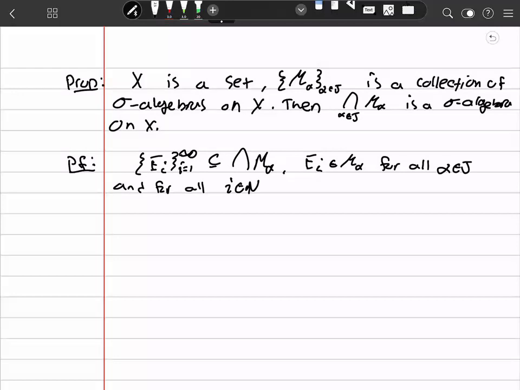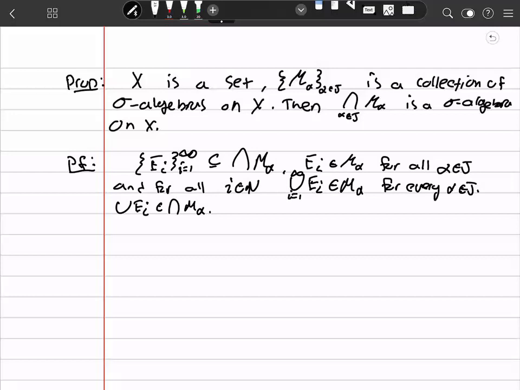And what does this tell us? Since every E sub i is in M sub alpha, that tells us that the union over i of E sub i, from i equals 1 to infinity, is in M sub alpha for every alpha in J. But of course, this just tells us that the union of E sub i is going to be in our intersection of M sub alpha. Okay, so that's good. So we have countable unions.